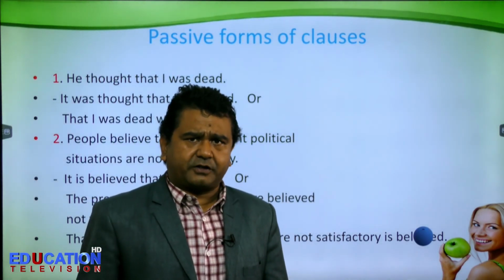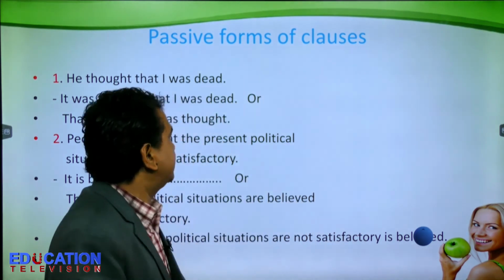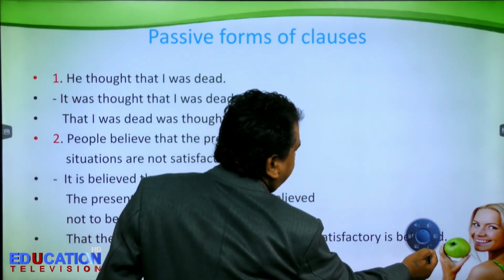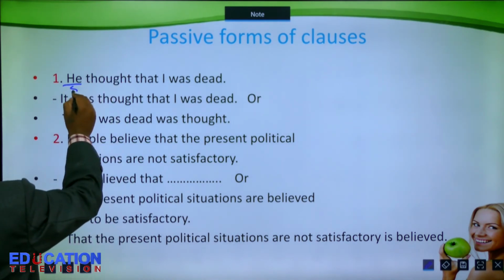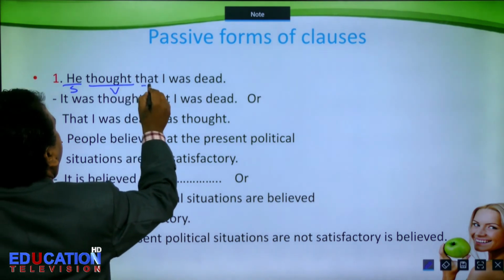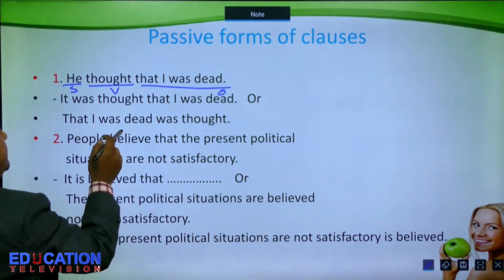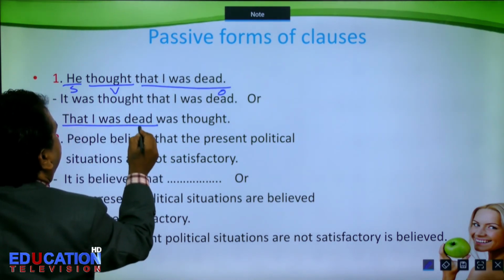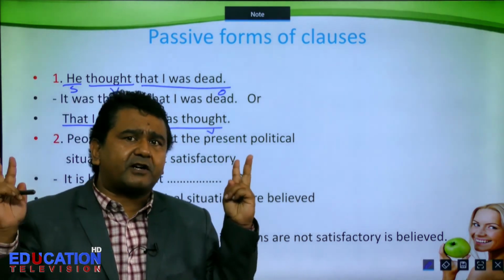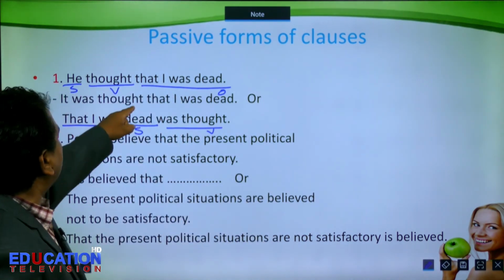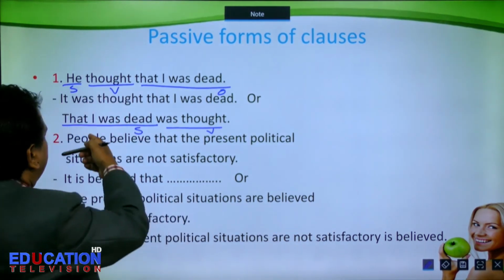Now, the passive of a clause. How do you convert the active into passive in a clause? Let us see. He thought that I was dead. He, subject, thought, verb, that I was dead, object. There are two ways. One is bring the entire object here as the subject: That I was dead, subject, was thought, verb. This is one way. Another way is start with introductory it: It was thought that I was dead. Finish. Start with it, or do it this way.